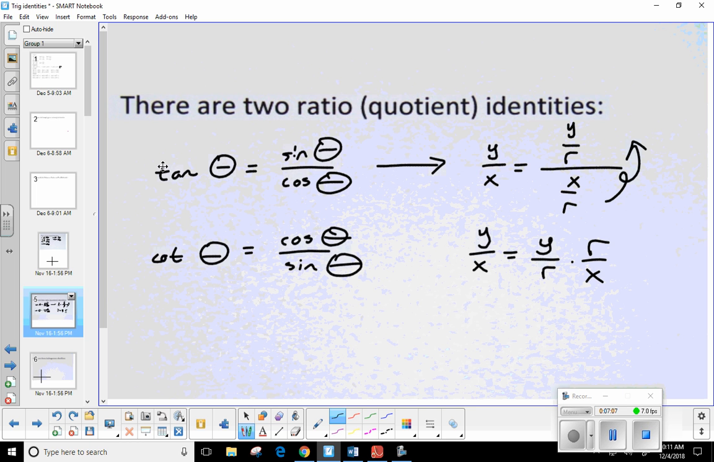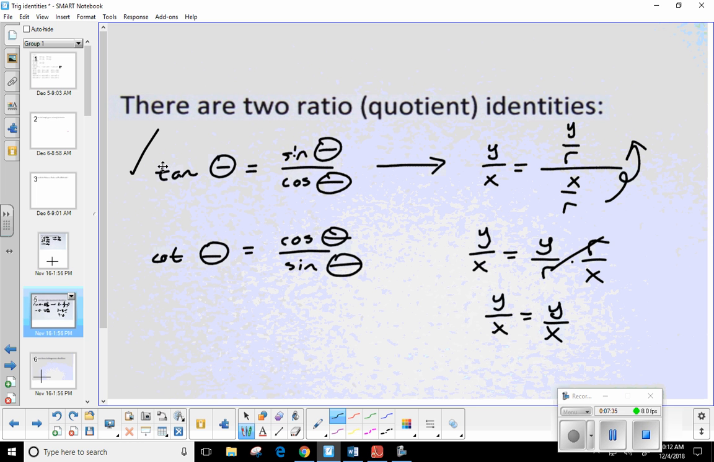And what do you notice? The r's cancel. So I do have y over x equals y over x. So there's my quotient identity, or sometimes they're referred to as a ratio. Okay, could you solve the other one very similar? Yeah, you'll just replace them with their ratios and show that they are equivalent. Okay, questions on the ratio quotients?